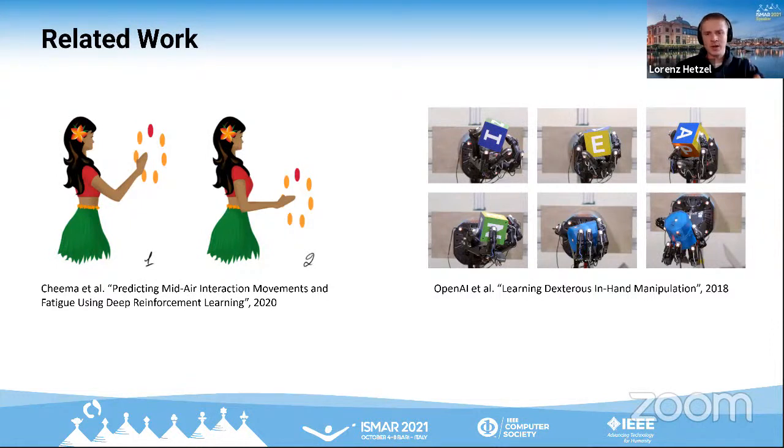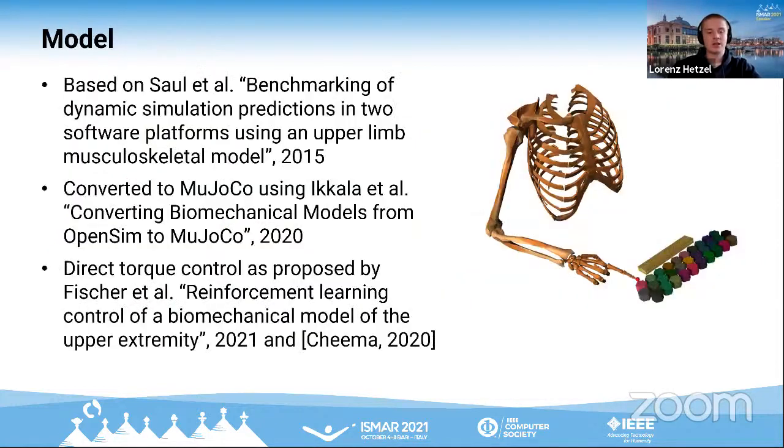And on the right, we have a paper that's not exactly directly related, but it just shows how dexterous a task can potentially be learned with modern reinforcement learning techniques. In this particular paper from OpenAI, they trained a hand to rotate objects into a certain target orientation without dropping them.